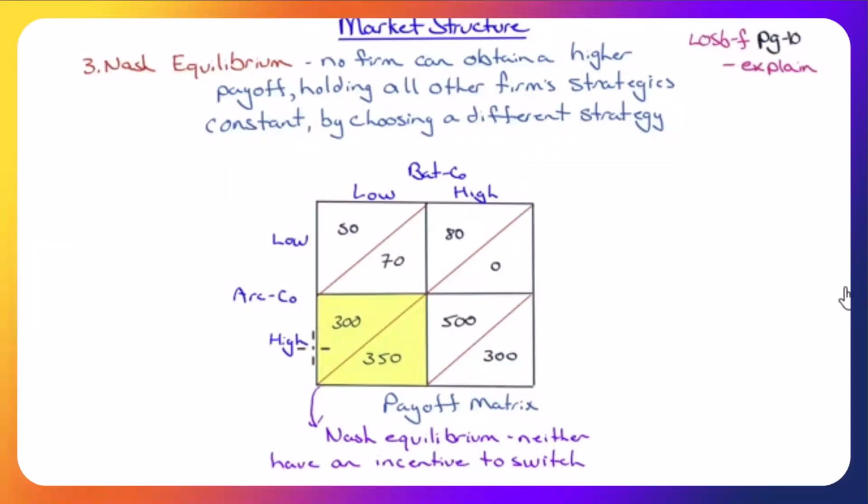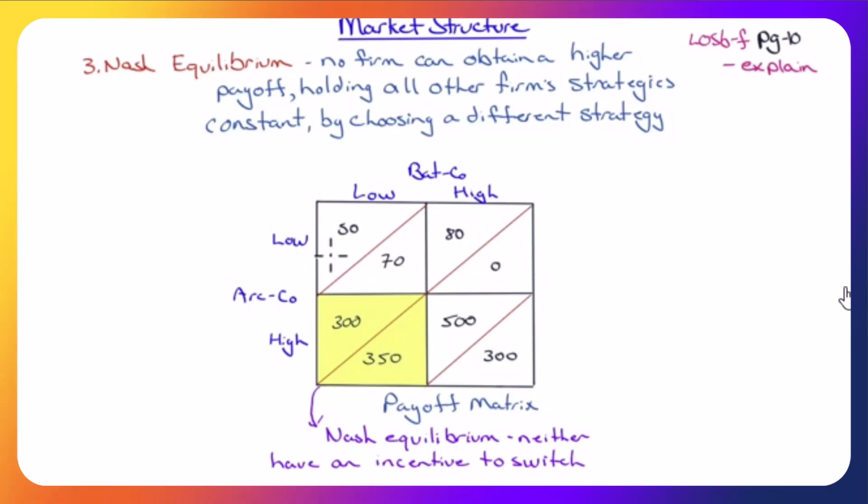So clearly we'll choose a high price strategy because we'll maximize at 300 instead of 50. If BATCO goes high, well, we'll go high as well. That's our best option. We'd like to see them go high. So ARCO is going to go high no matter what. Whereas BATCO, look what's going on here.